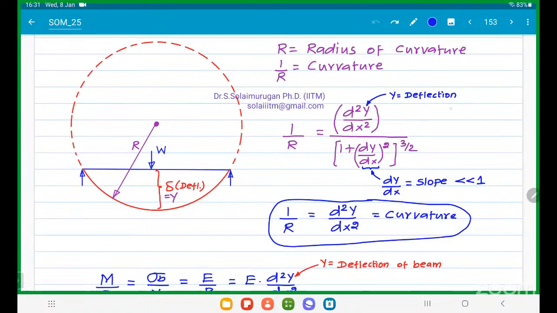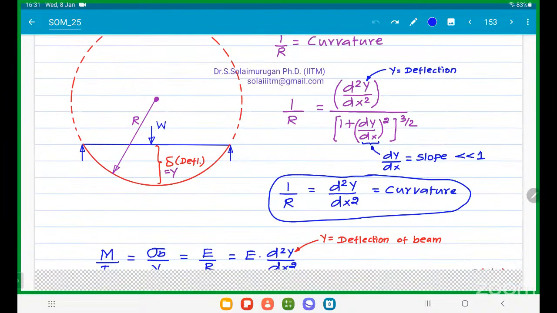So d square y by dx square divided by 1 plus dy by dx square, whole power 3 by 2. Sir, what is dy by dx? Sir, y is deflection, so what is dy by dx? Slope. So we are assuming that practically the slope is very, very small. So this term is very small. If you square it, again it will be very small. Whole power 3 by 2 means it will be almost vanishing. So the denominator will become 1. So 1 by r is approximately equal to d square y by dx square, only the numerical part. This is the final equation.